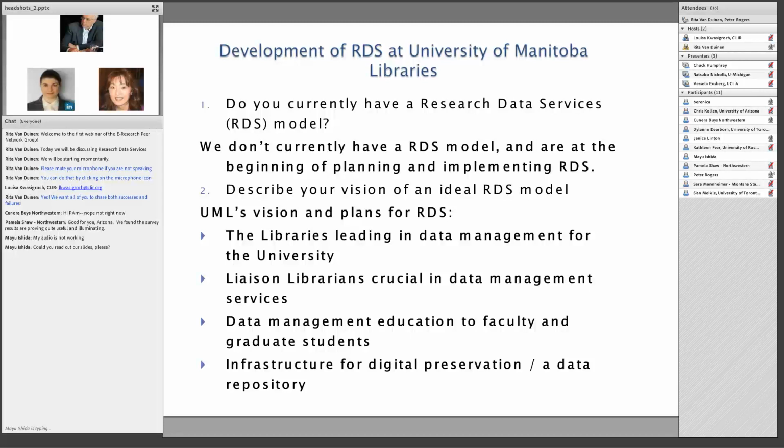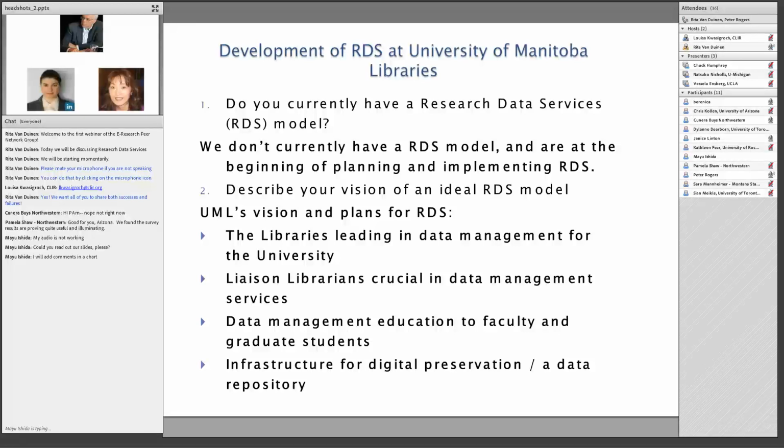Mayu is from the University of Manitoba Libraries, and she is having some audio difficulties. So you can see the slides that they've sent in, and she says she will add comments. So their current research data services model, they don't currently have a model. They are at the beginning of planning and implementing research data services.